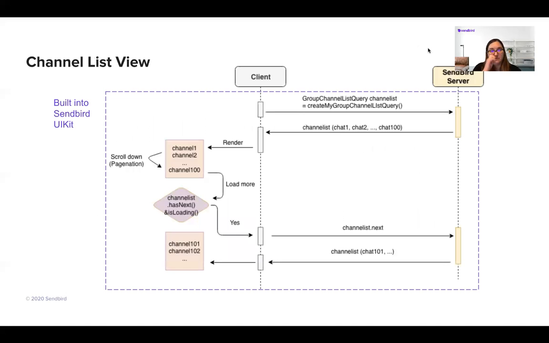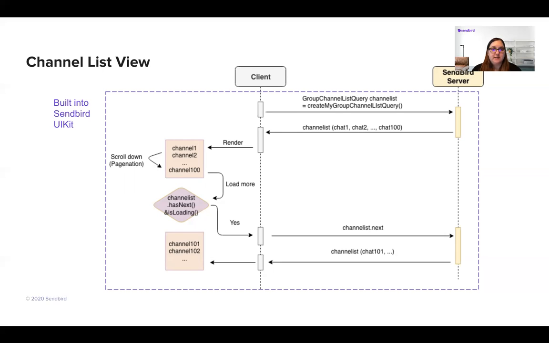So this is kind of going through how the channel list works. Typically once the client app, so this might be your mobile app or your web app, connects to Sendbird, you'll connect in the context of a user. And that user will call to fetch their own list of channels through this create my group channel list query to the Sendbird server through the SDK. And the SDK fetches that and gives back, say, up to 100 channels in a channel list. And then the application is responsible for rendering them.